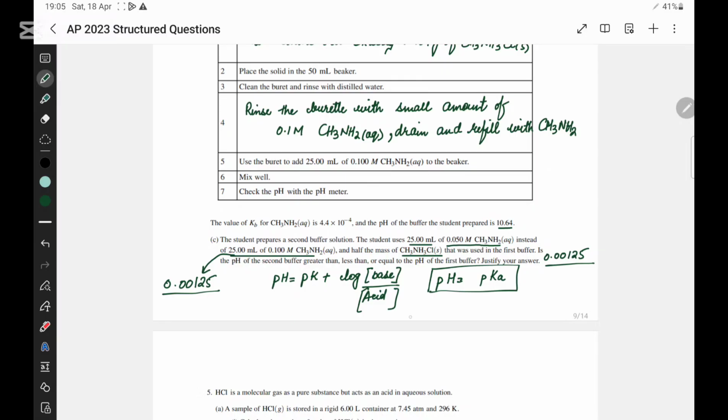We can write that it is going to be equal, as the ratio of weak acid to base is still 1:1. So that is why there is going to be no change.